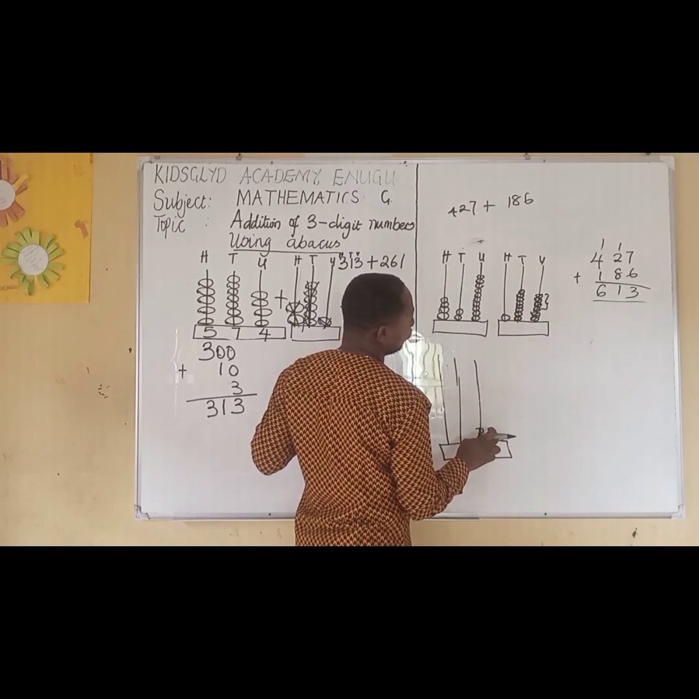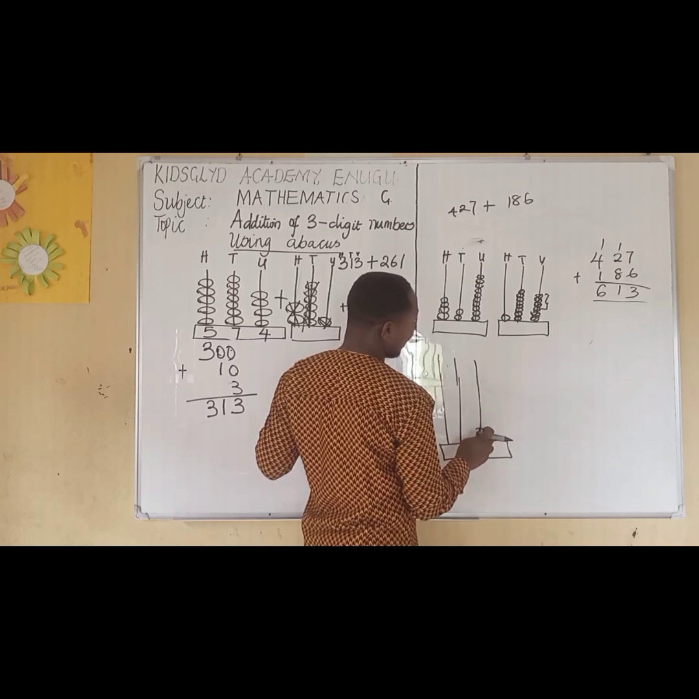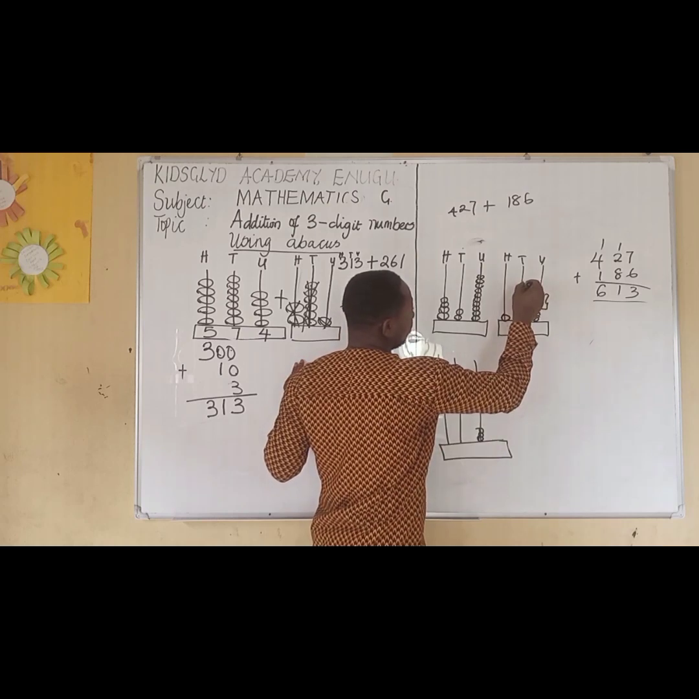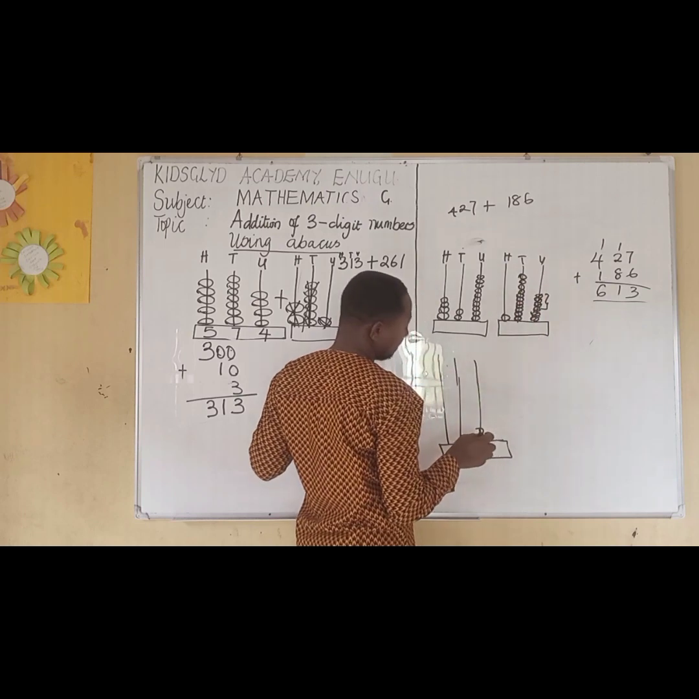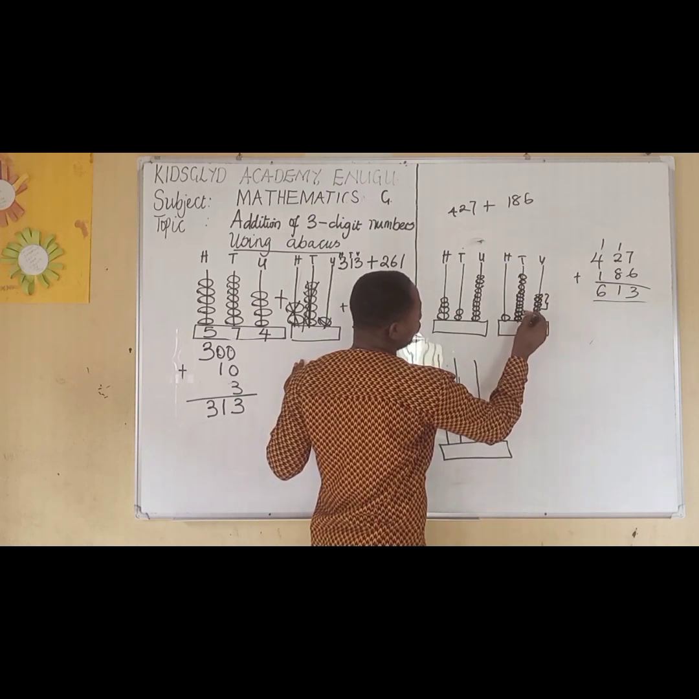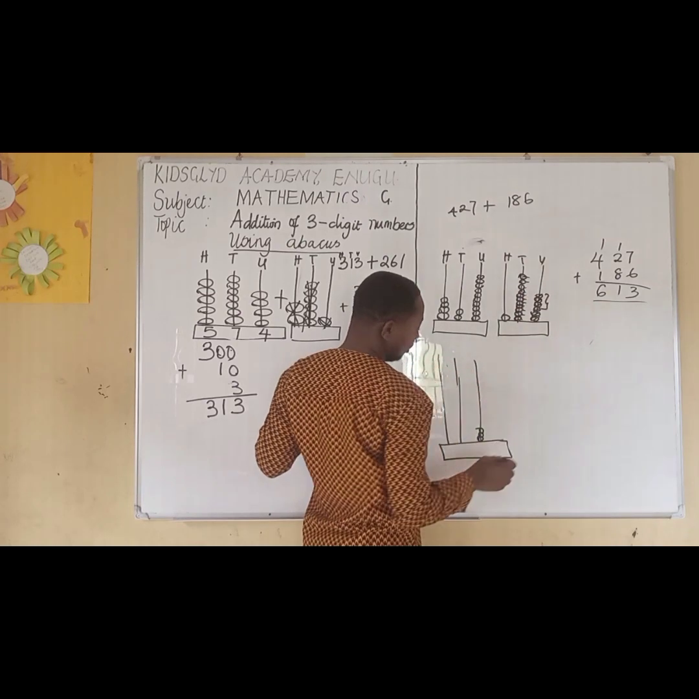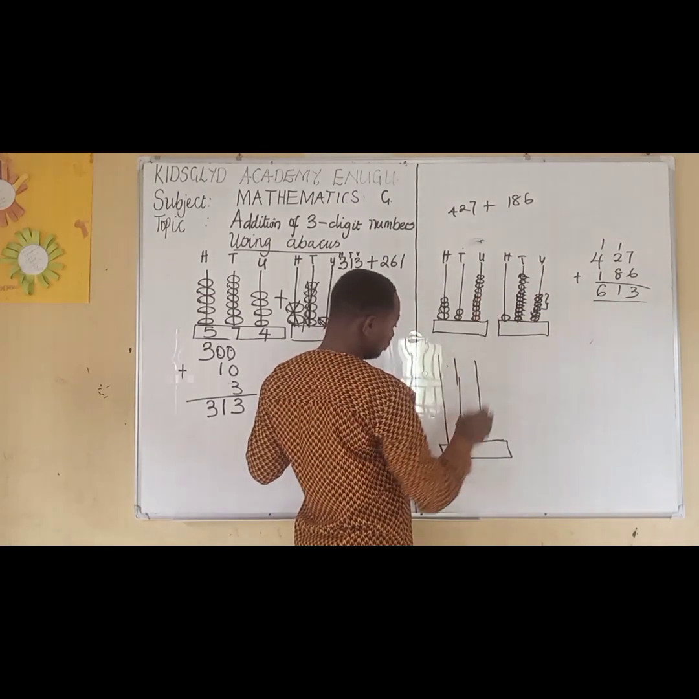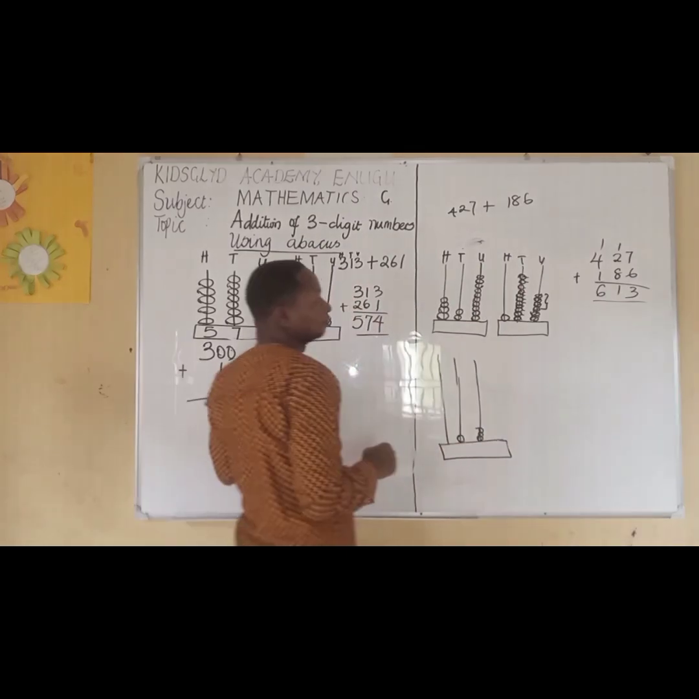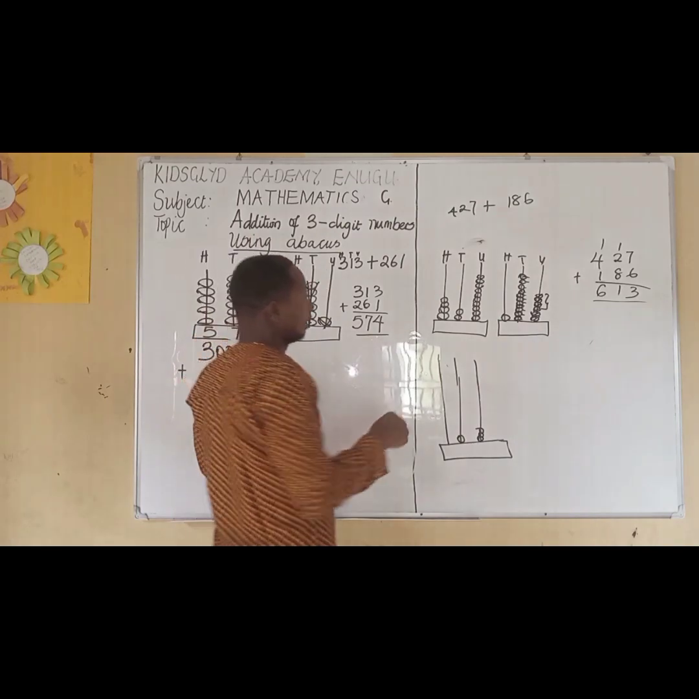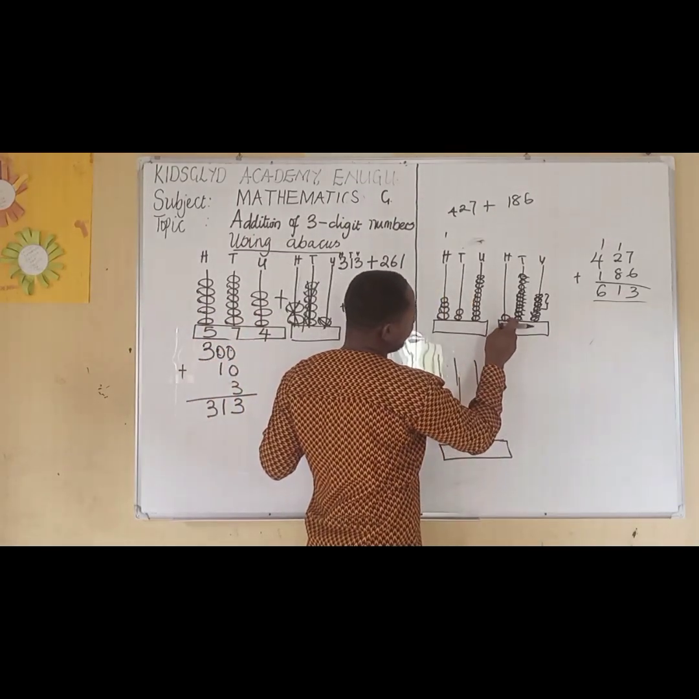Adding these 3 now to that 8, it becomes what? 11. Because when we add these 3 to the 8, 1, 2, 3, it becomes 1, 2, 3, 4, 5, 6, 7, 8, 9, 10, 11. So that 11, we write down only 1. The 1 is still remaining there. Then we bring this one here.